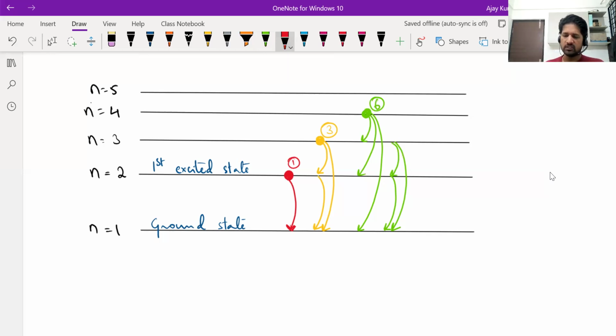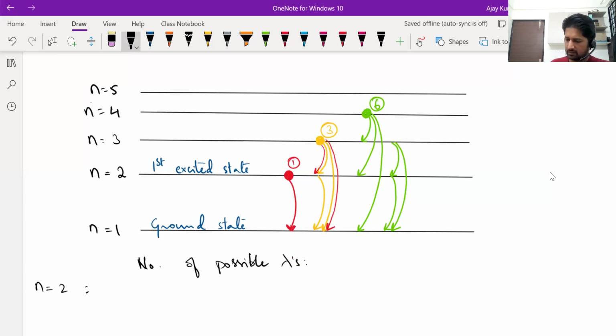Now see, from 2 to 1, there's only one line possible. Put it aside. If it jumps from 3, if the initial orbit number of the electron is 3, you can see that 3 to 2 is one extra line. 3 to 1 is an extra line compared to the first jump that is possible. Okay. So from n equal to 2, when it jumps, the number of possible wavelengths that it can emit is just 1.